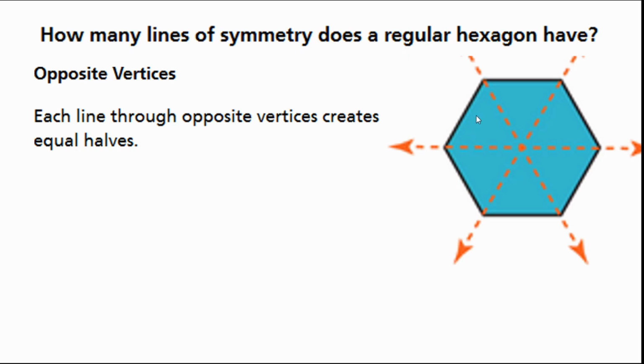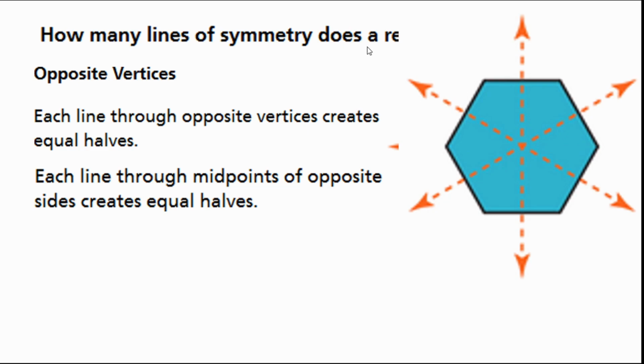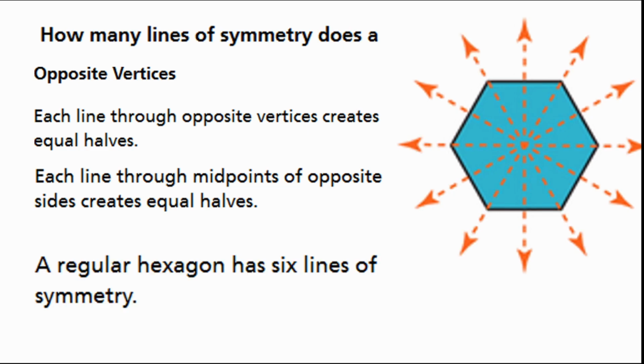Regular means all the side lengths and all the angles are exactly the same. We can also draw each line through the midpoints, so that's the points in between the vertices, and straight through. And this will cut it into 6 lines of symmetry.